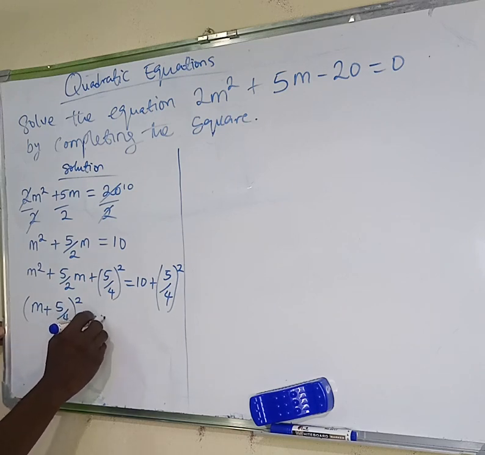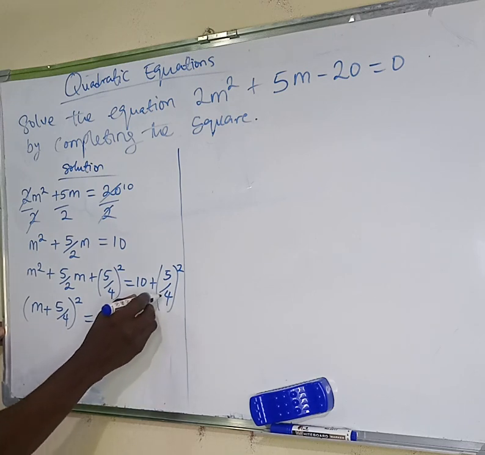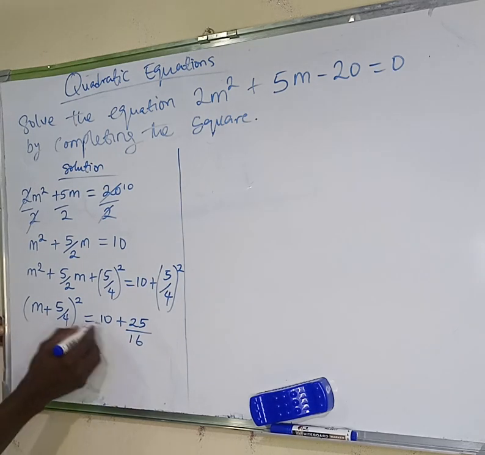Equals 10 plus 5 raised to the power of 2 means 5 times 5, which is 25, divided by 4 raised to the power of 2 means 4 times 4, which is 16, all right? So you can say 10, this 10 can mean the same thing as 10 divided by 1, it is still 10, okay?